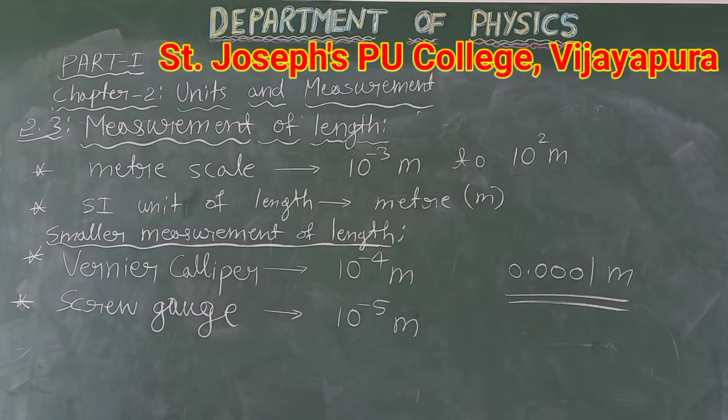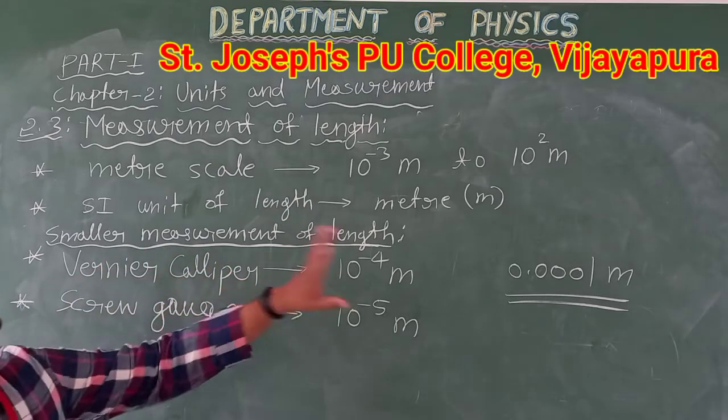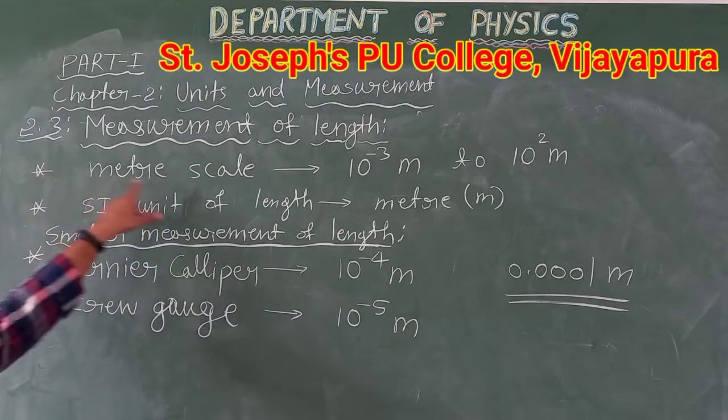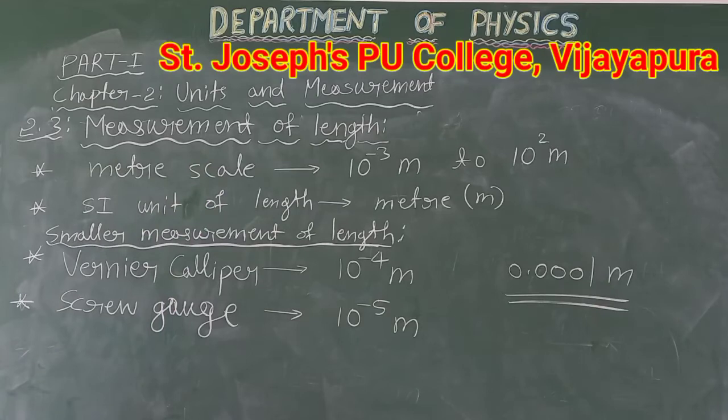So the least measurement done by this instrument is 10 to the power of minus 5 meter. The least measurement done by the vernier caliper is 10 to the power of minus 4 meter. The least measurement of length, 10 to the power of minus 3 meter, is done by the meter scale.